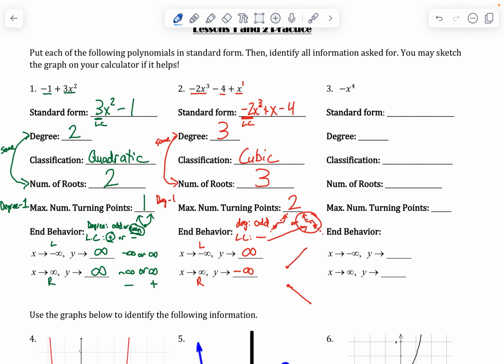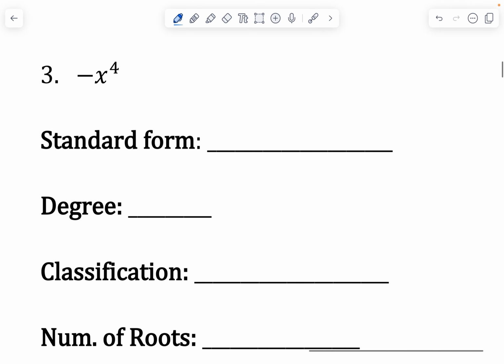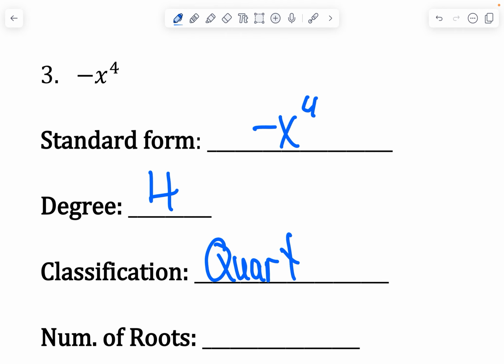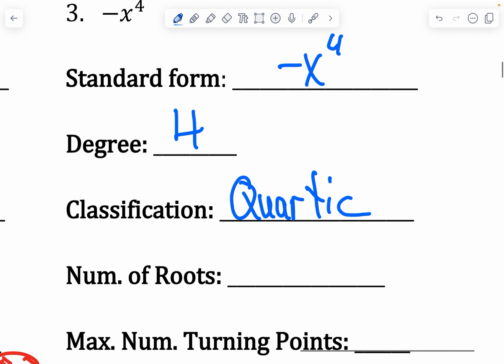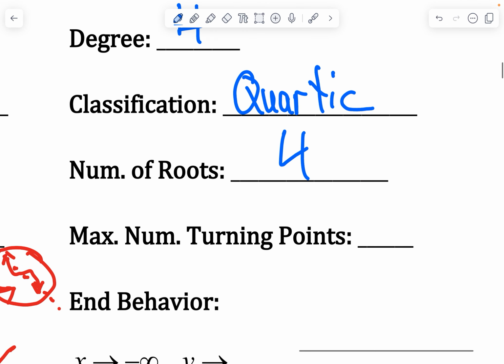Okay, so then our last example here, it's pretty bare. Look, it's just negative x to the fourth. So standard form, I'm just going to leave it like that because that's the only term. It's a monomial. My degree is going to be 4, which makes this a quartic. It's a quartic monomial, one term. My number of roots, 4. Turning points, degree minus 1, so 3.